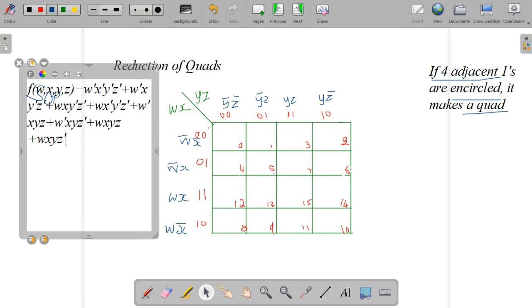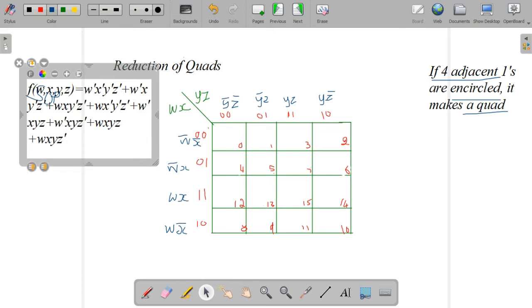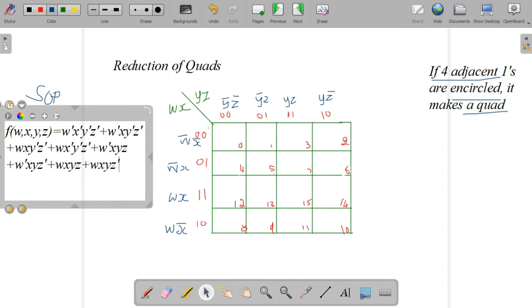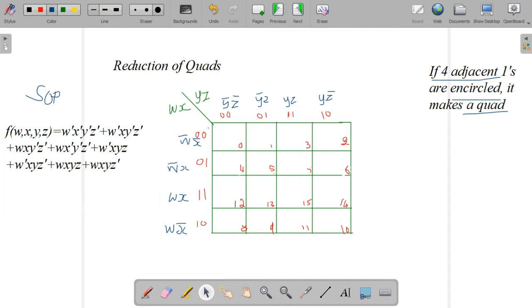So you can see, this is the expression. We need to mark the reduction of quads first. Here in this question, we are focusing on the quads. You can identify whether there are any pairs; if there are, you can mark them as pairs. Otherwise, you have to focus on quads. Okay, so let's move.